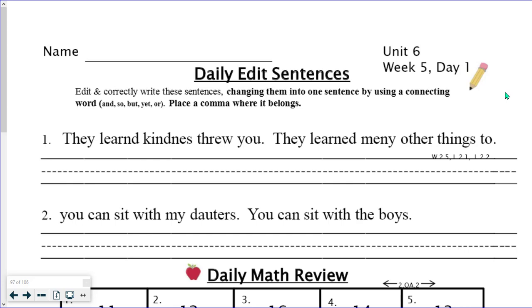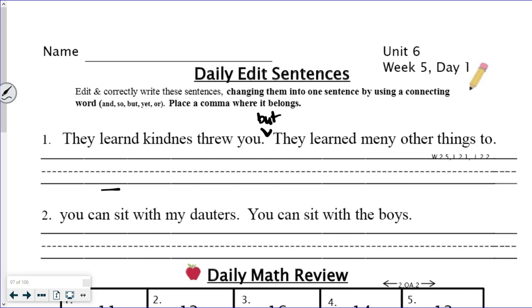So, number 1, they learned kindness through you. They learned many other things too. So, we're going to use a connecting word. I'm going to help you out. You're going to use a connecting word on this sentence. So, put a caret here. So, we're going to insert the word but. Okay, and so you can pause your video and do number 1.